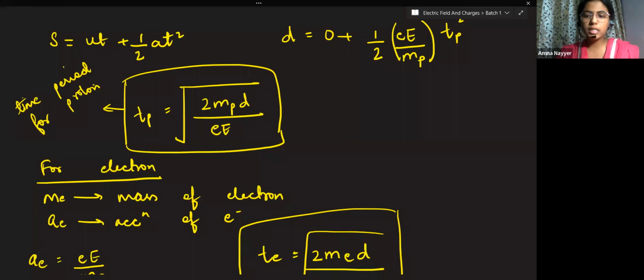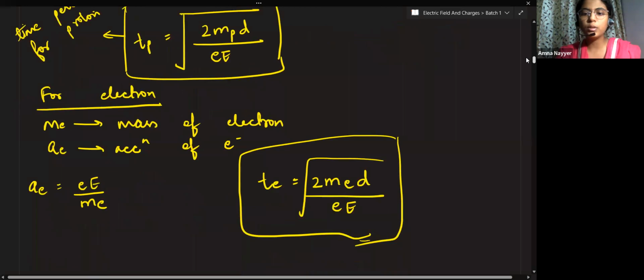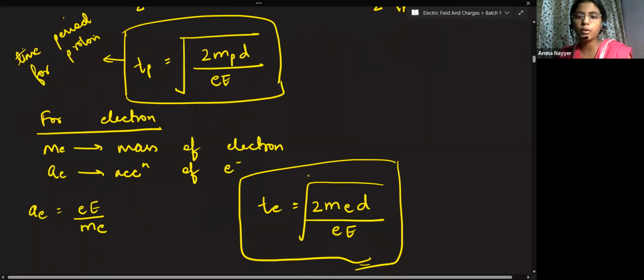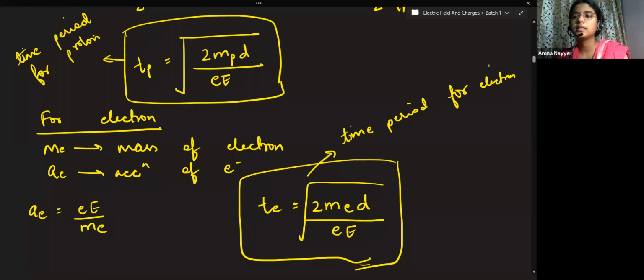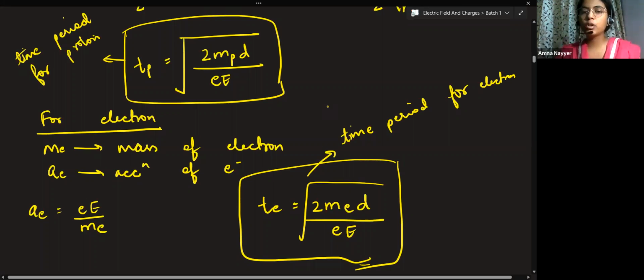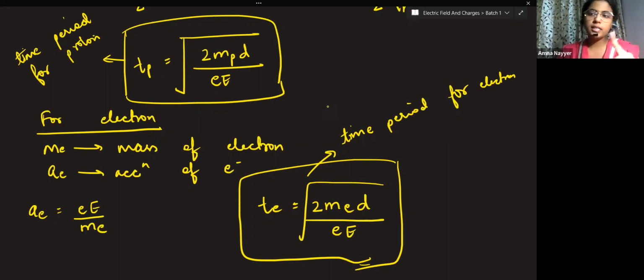See, just see both of these equations. Look at these two equations. This is time period for proton and this is time period for electron. Now look, 2, both are common. Small d means the distance is same. Small e means the electronic charge is same. Capital E means the electric field is same for both of them. Just the difference in both of these formulas is coming in the masses. It means time period is dependent on the mass.